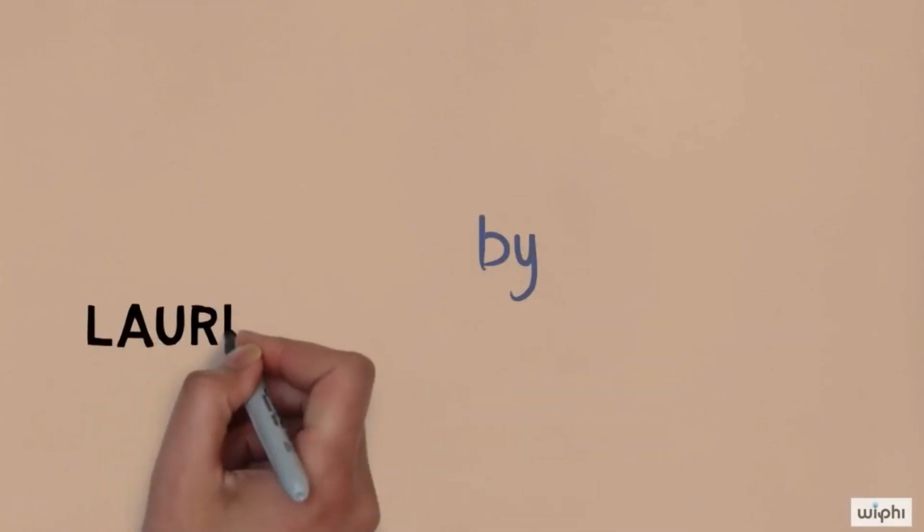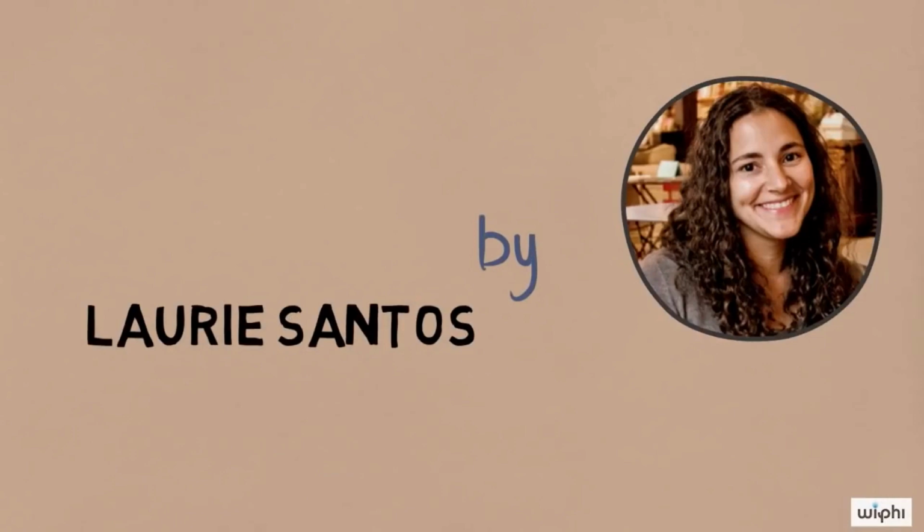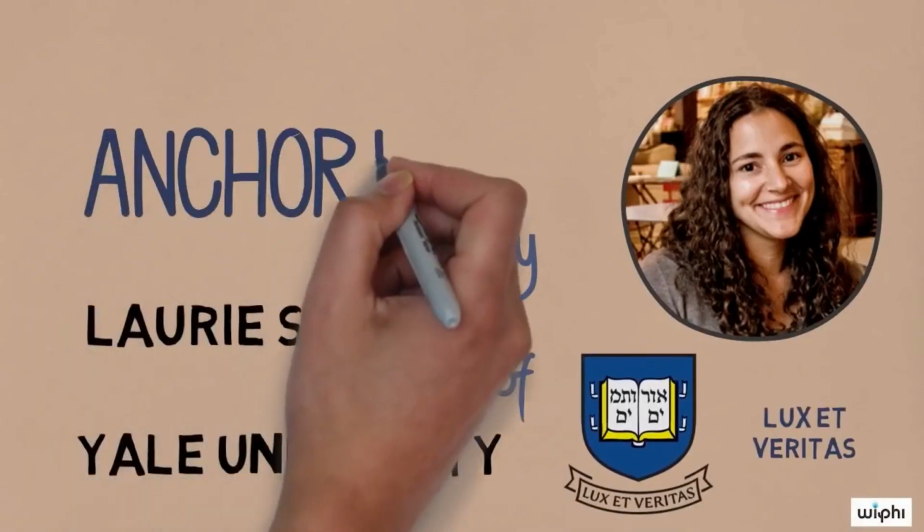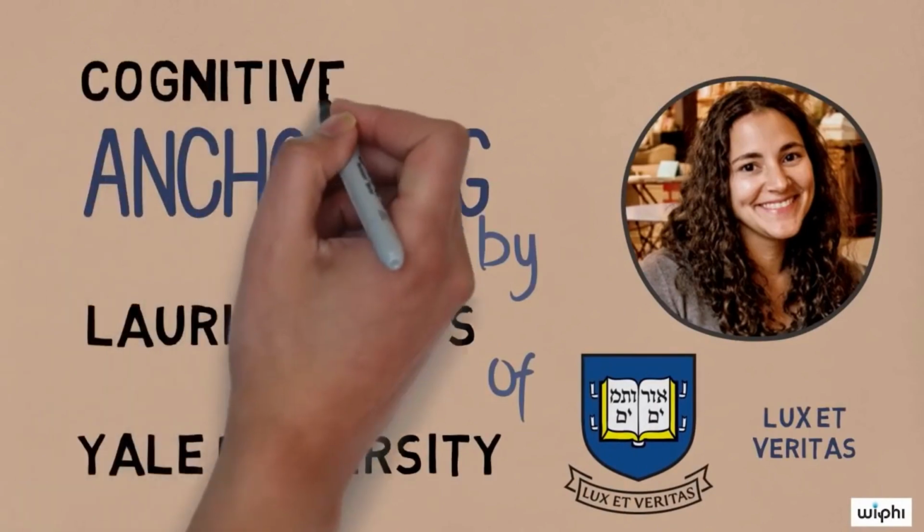My name is Laurie Santos. I teach psychology at Yale University, and today I want to talk to you about anchoring. This lecture is part of a series on cognitive biases.